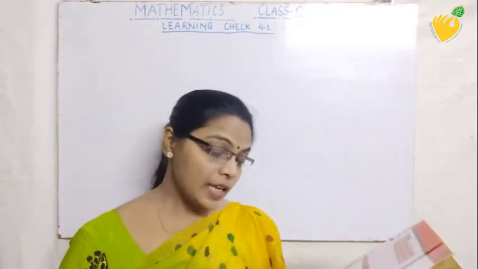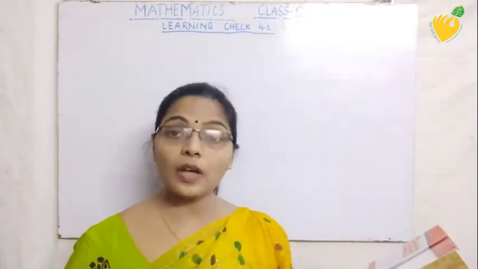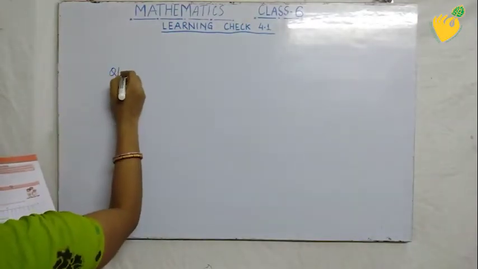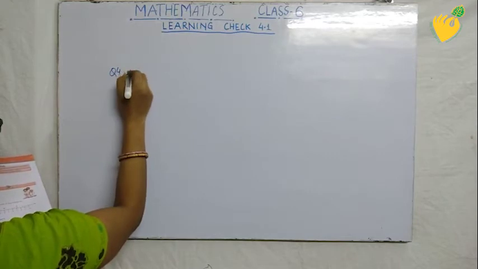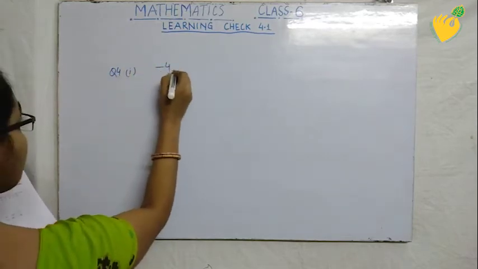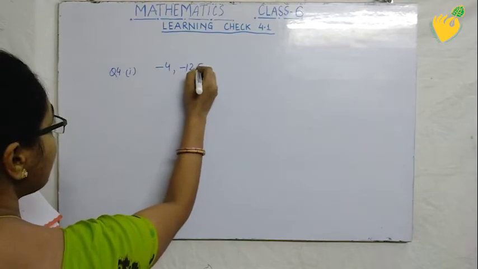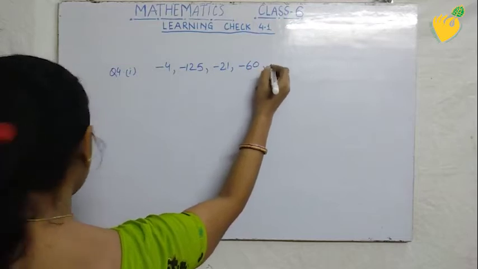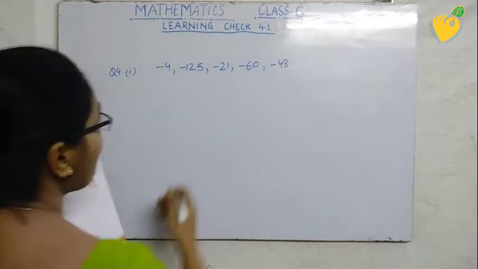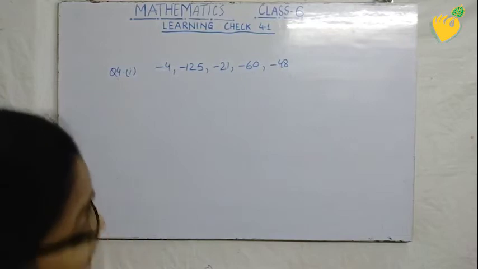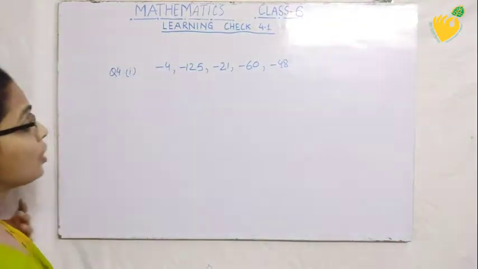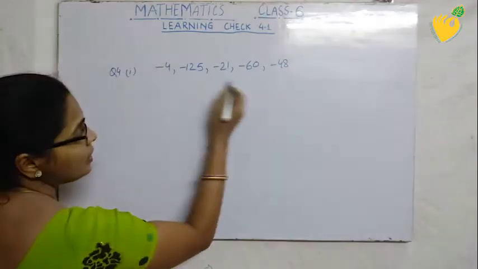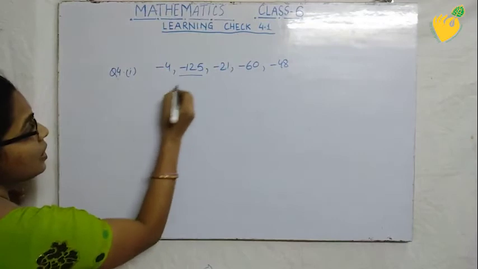Question number 4 is, students, arrange the following numbers in ascending order. Ascending order means, students, you have to arrange the numbers from smaller to greater. Minus 4, minus 125, minus 21, minus 60 and minus 48. All the integers are negative here, students. So increasing order means smaller to greater. So which one is the smallest integer, students?